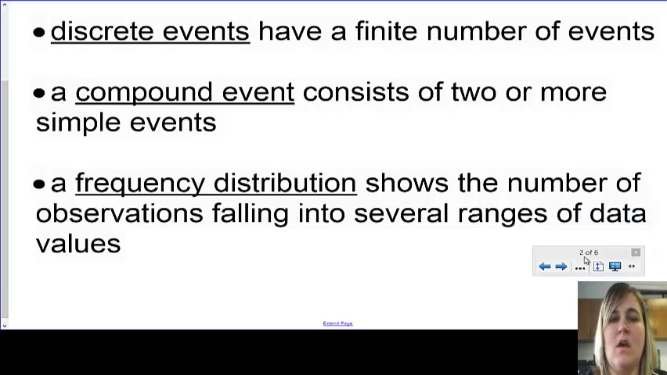Okay. Discrete events have a finite number of events. That means a specific number of events. A compound event consists of two or more simple events. So that would be, for example, something we've done in the past. A compound event would be flipping a coin and rolling a die, or rolling a die and flipping a coin. Those are two simple events that you can put together for a compound event. A frequency distribution shows the number of observations falling into several ranges of data values. Okay, so make sure you have those in your notes.